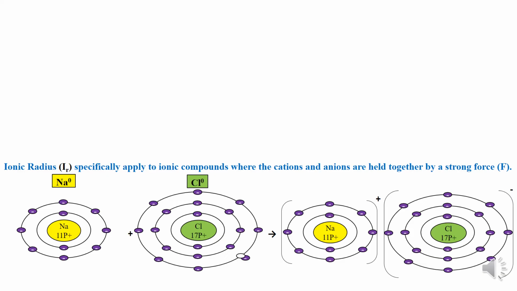So after accepting the electron, the chlorine atom experiences inter-electronic repulsion between the electrons, and that leads to the spreading of charges, and this leads to occupation of more space. The electron cloud expands because of inter-electronic repulsion, and as a result, the anion, in this case the chloride ion, is bigger in size.